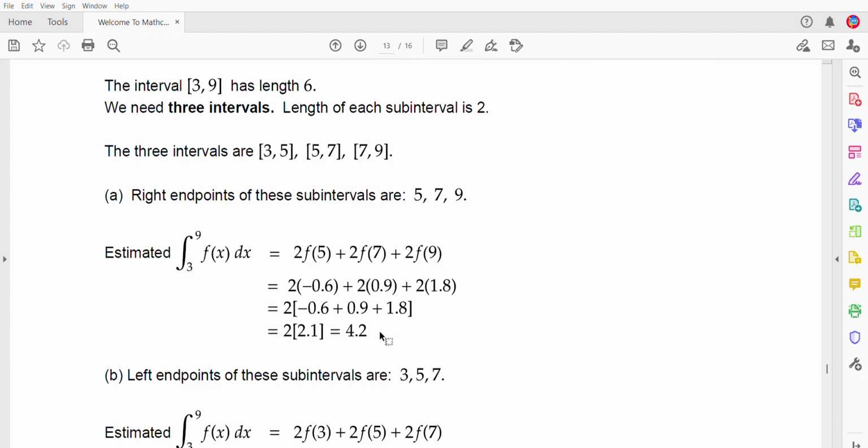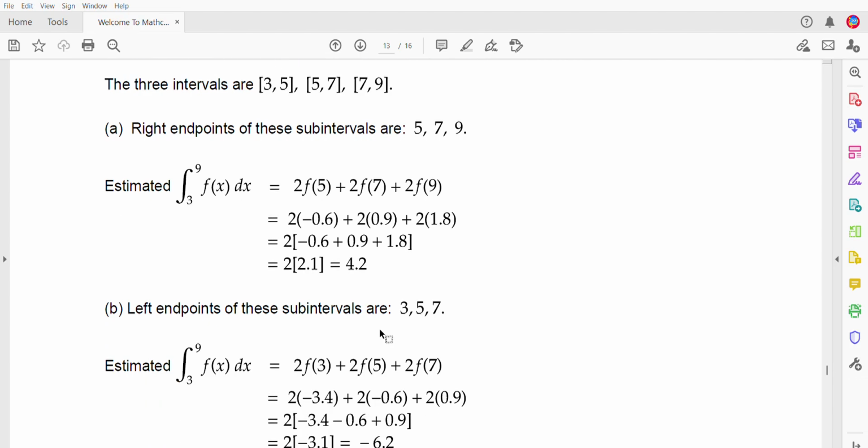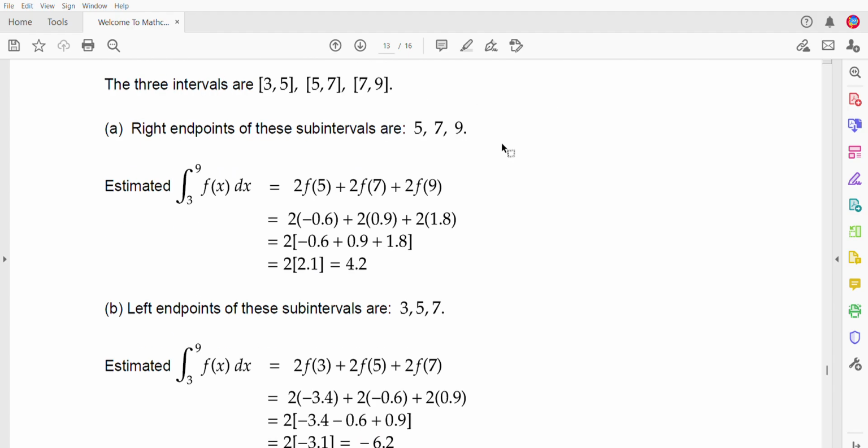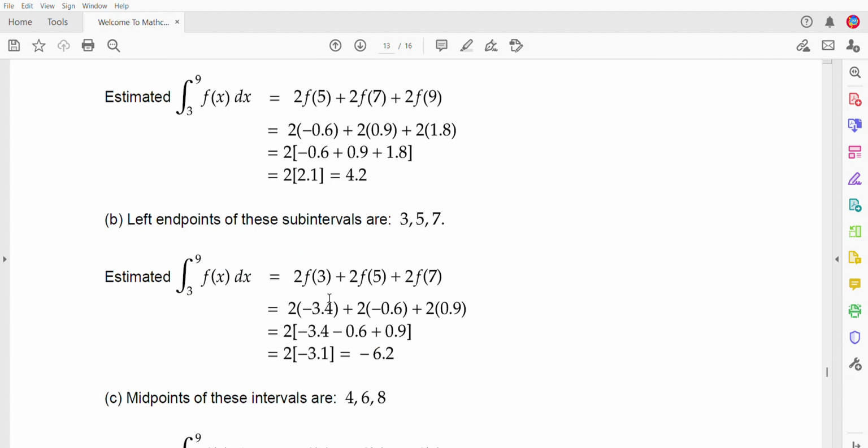Now if you were to use the same intervals but left endpoints, now I would get 3, 5 and 7. The estimated definite integral is width times height, three times, with heights given by f at 3, 5, 7: negative 3.4, negative 0.6 and positive 0.9. So that is what we use to calculate using left endpoints.